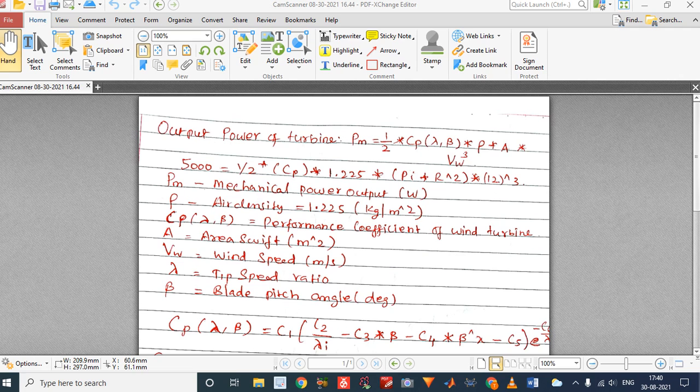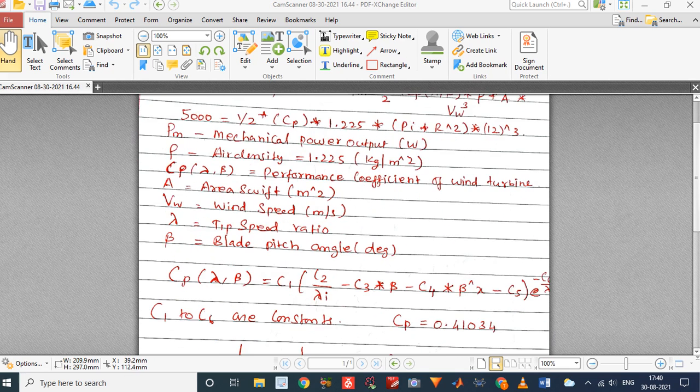In watt, rho is the air density. The value will be 1.225 kilogram per meter cube. Then Cp will be the performance coefficient of the wind turbine. A is the area swept, in meter square. V will be the wind speed in meter per second. Lambda will be the tip speed ratio. Beta will be the blade pitch angle in degree.